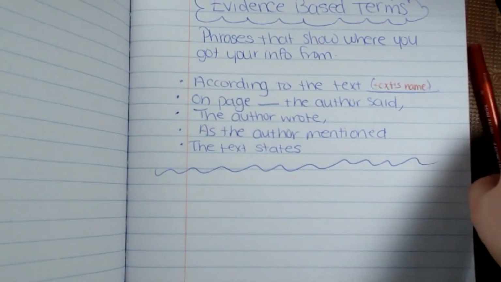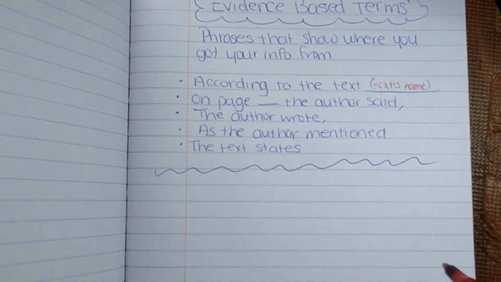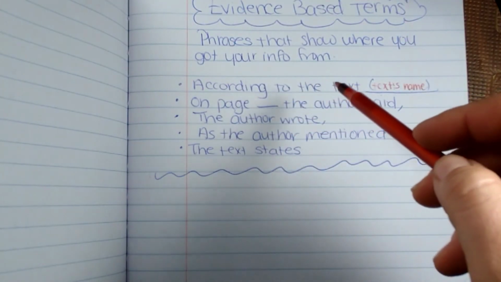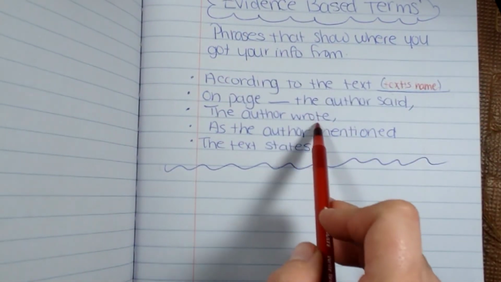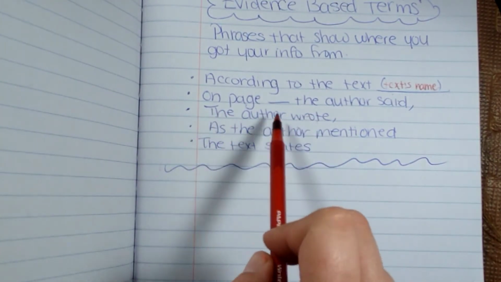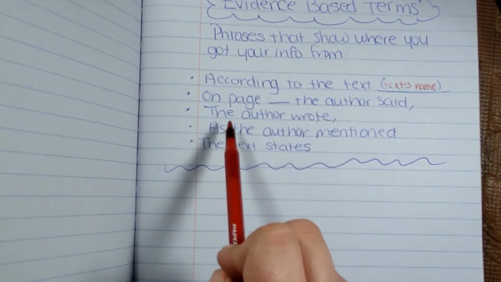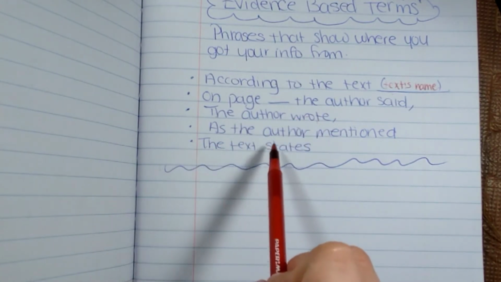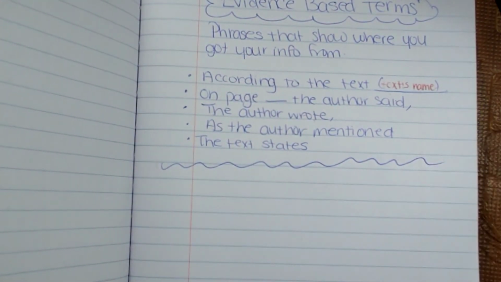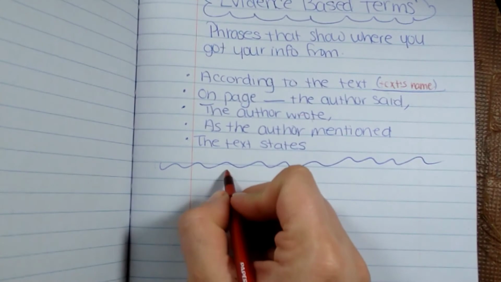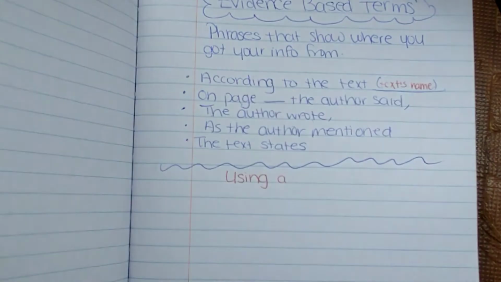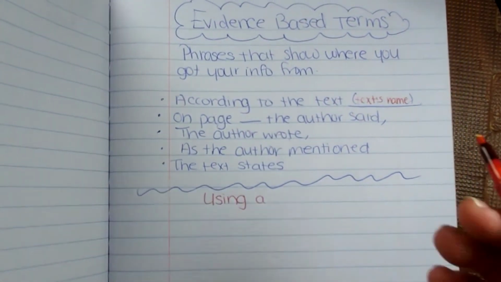So let's focus on using these different forms of said: stated, explained, wrote. You can use different words: the author explained, the author said, the author stated, the author says, the text states, the text explains. So you can use a bunch of synonyms for said. So when we're doing a direct quote, I'm going to show you how to use the evidence-based terms when you paraphrase in our next lesson.